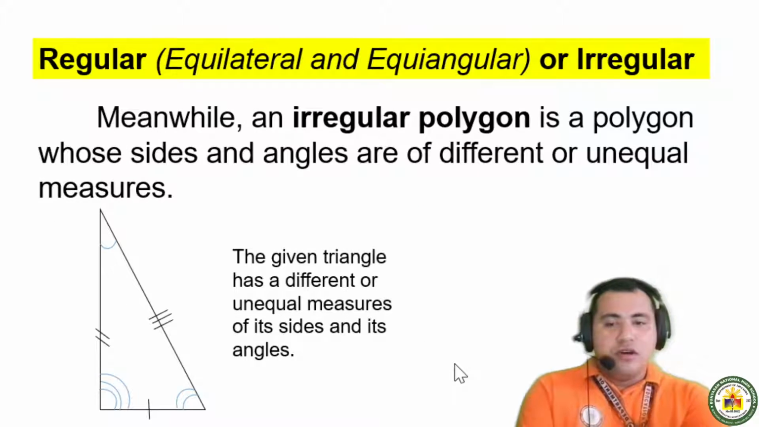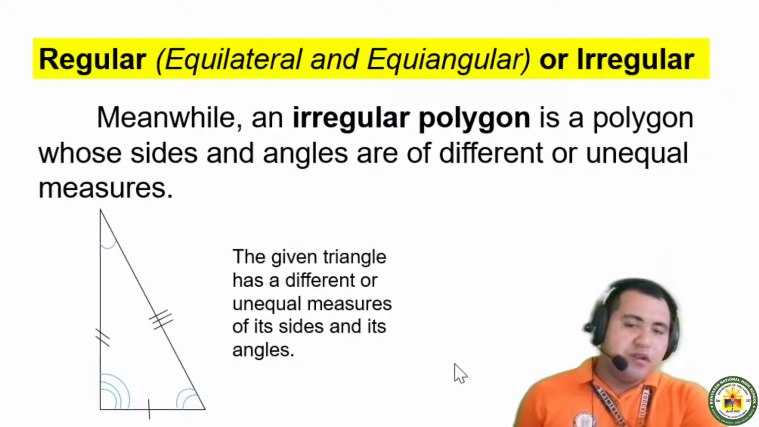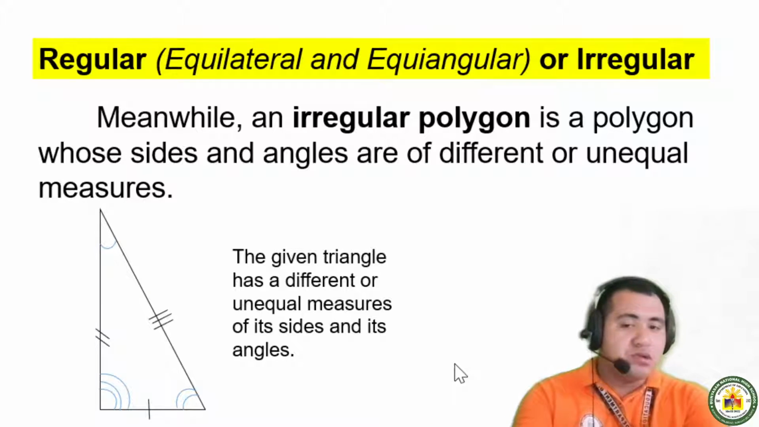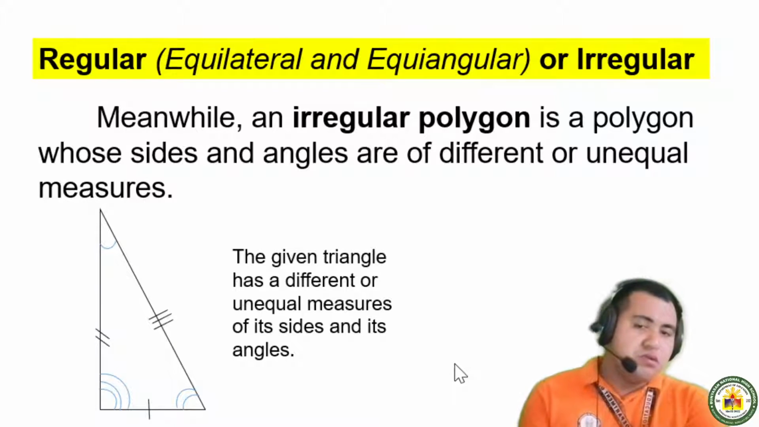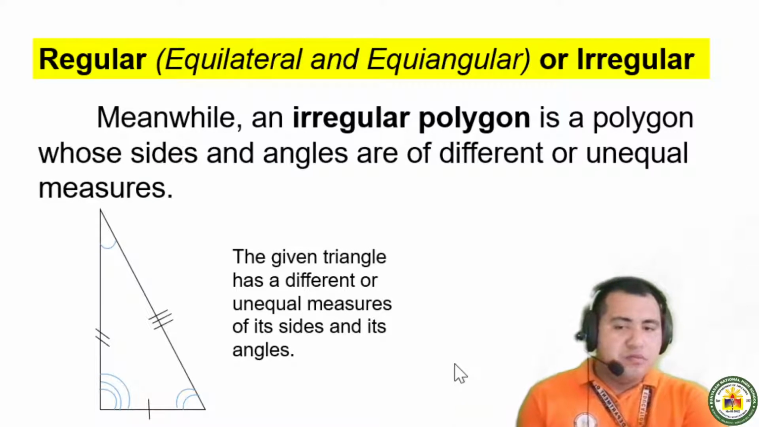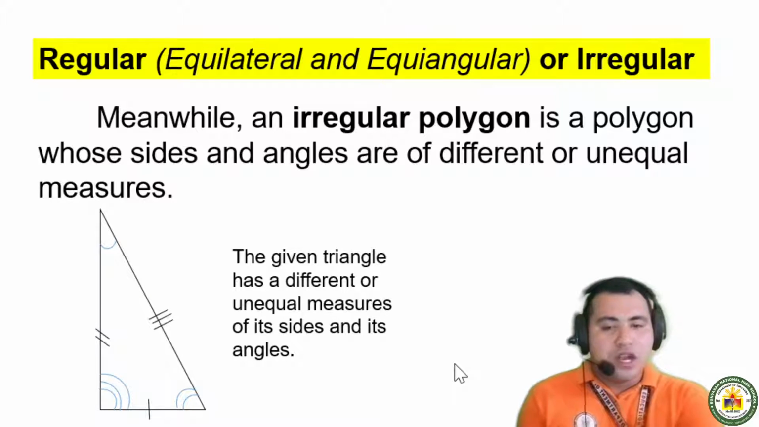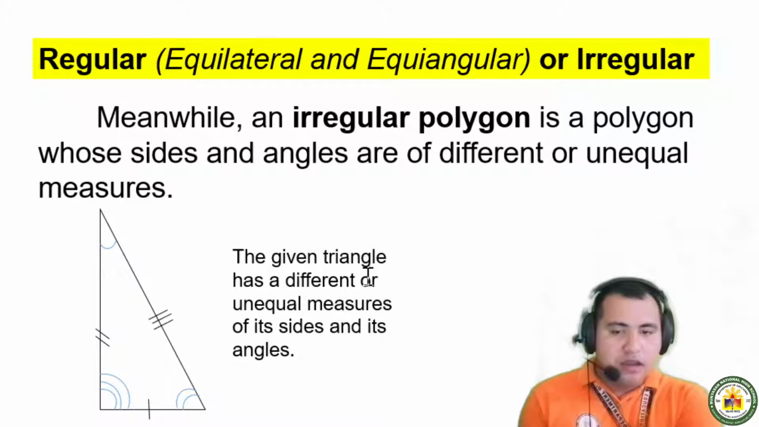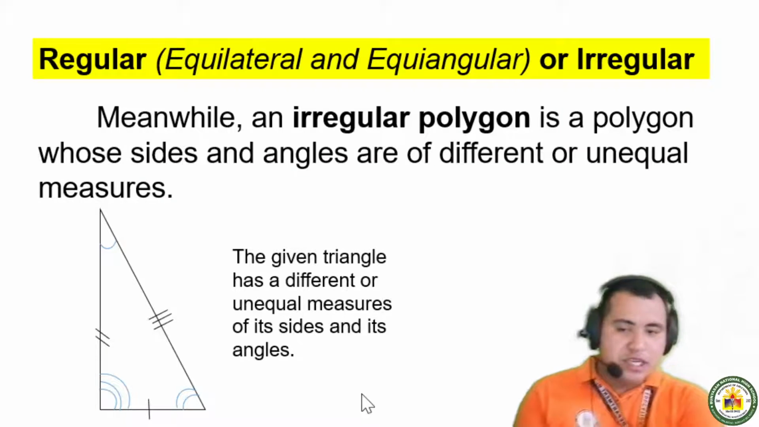Okay, now meanwhile, an irregular polygon is a polygon whose sides and angles are of different or unequal measures, dili pareho og sukod. So kung kanina, ang tanang angle o ang tanang side pareho og sukod para makonsider as regular, karon an irregular is a kind of polygon nga ang mga sukod sa ilang sides o angle dili pare-pareho, lahi-lahi. So dili equal. For example, in our figure, the given triangle has different or unequal measures of its sides and its angles.